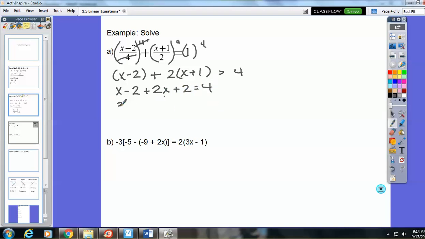Combine like terms, so we get 3x, my 2's cancel, equals 4. Divide by 3 and x is 4 thirds. Are there questions on that?